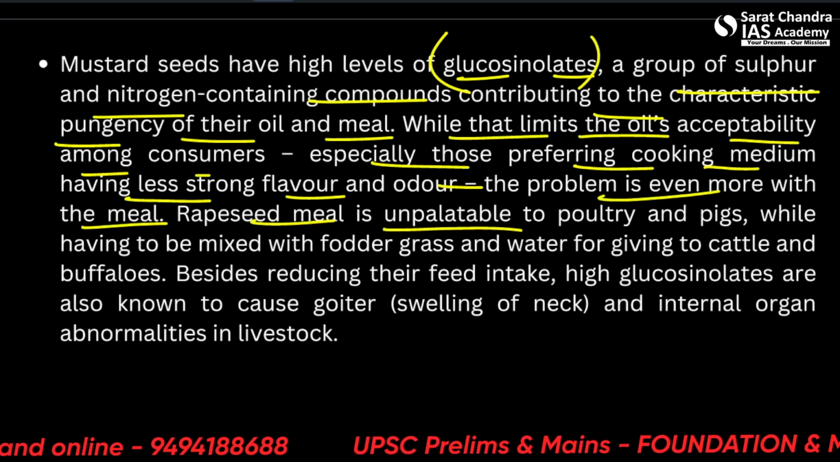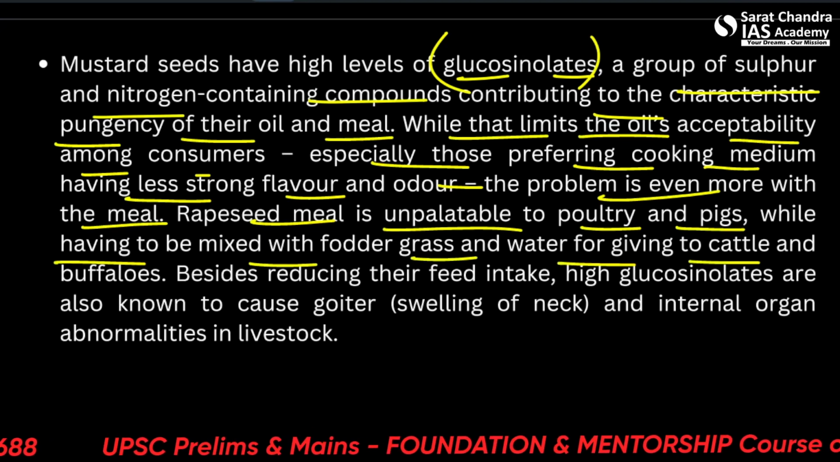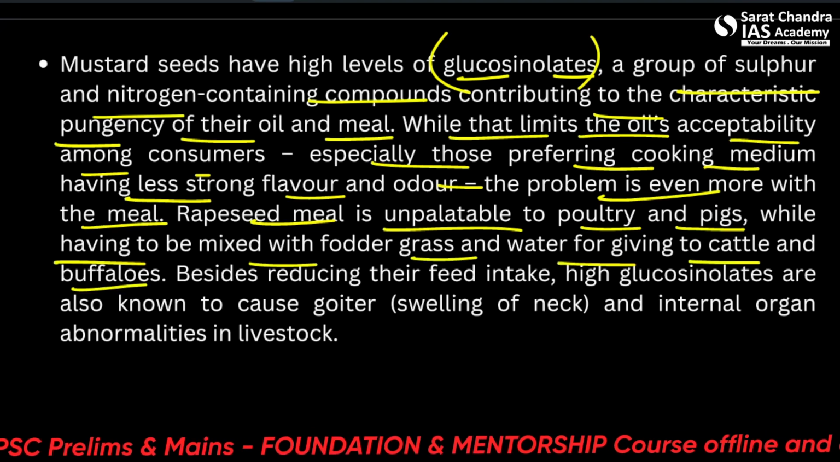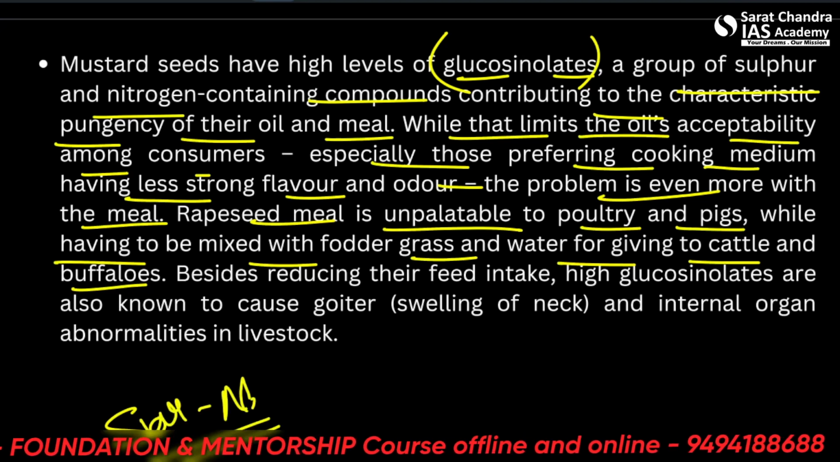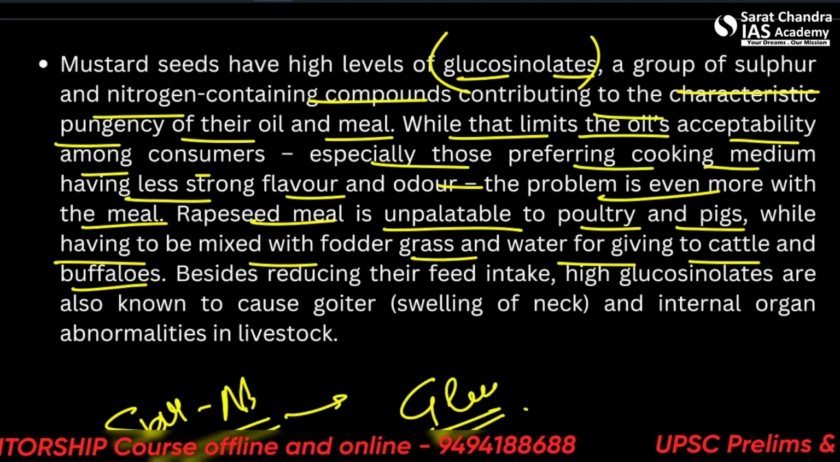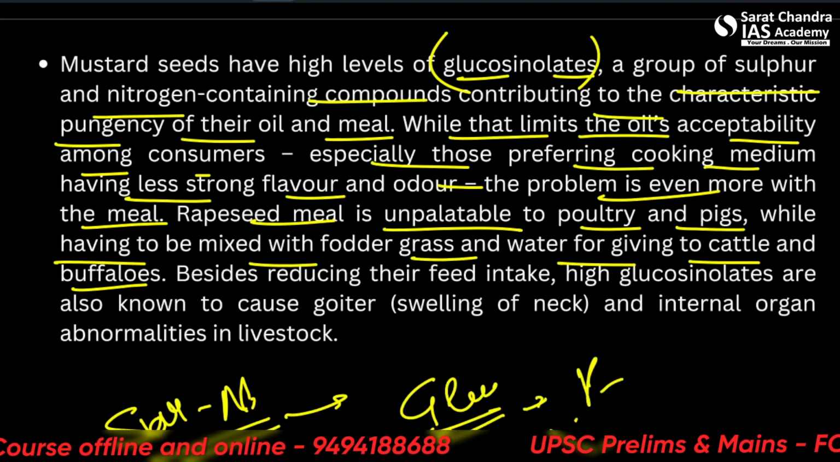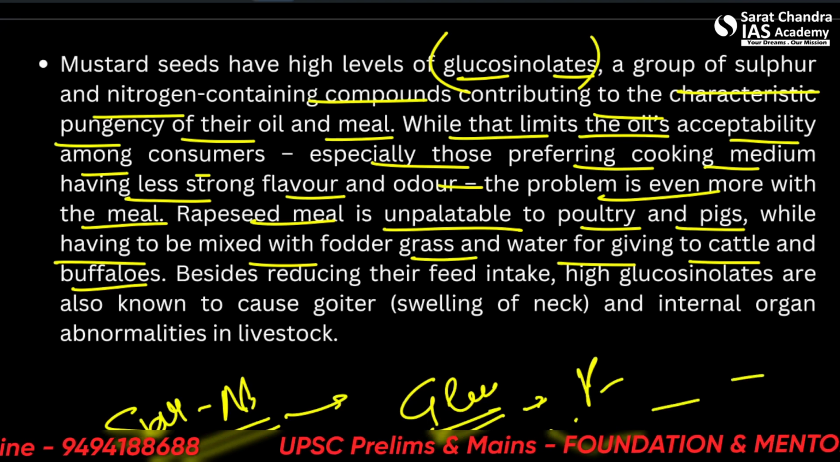Rapeseed meal is unpalatable to the poultry and pigs, while having to be mixed with fodder grass and water for giving to cattle and buffaloes. So this is one issue because of this sulfur and nitrogen containing compound. What is the name? Glucosinolates. It becomes unpalatable to pigs and poultry, and for other animals it has to be mixed with water and fodder.